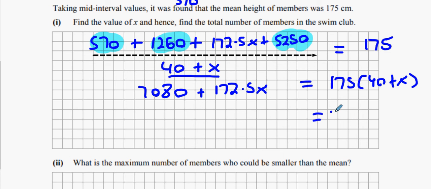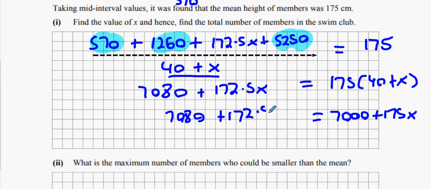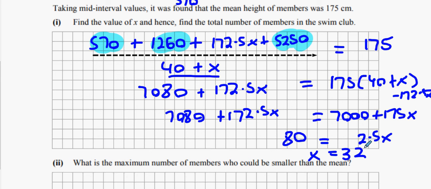You get 7,000 plus 175x. That equals all this nonsense here. Now, if I bring the 172.5 to the left, take it away, I'm going to get 2.5x. And I bring the 7,000 and take it away, I'm going to get 80. And 80 divided by 2.5 is 32 people. 32 people were in that category.